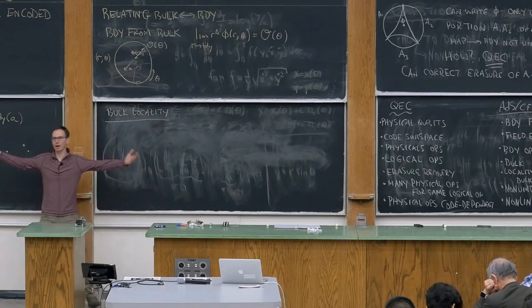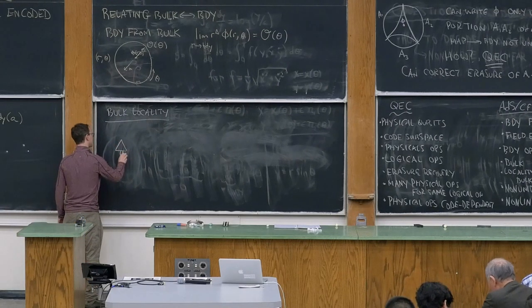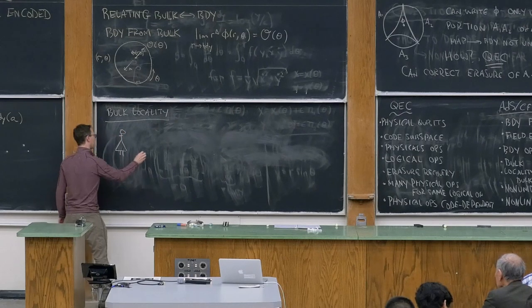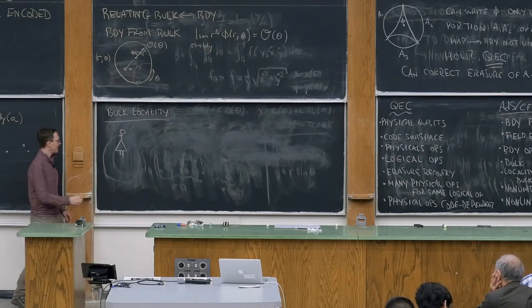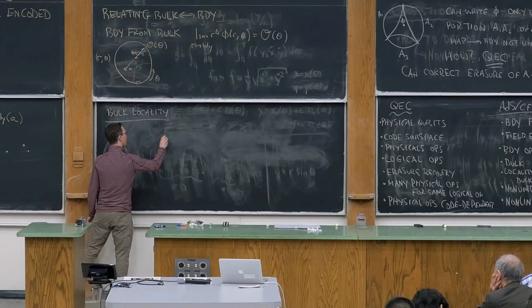So, you're a quantum information audience. I'm a quantum information guy, at least I was born that way. So we can have an Alice, right? And Alice has her Hilbert space, H sub A. And here's Bob, who has his Hilbert space, H sub B.